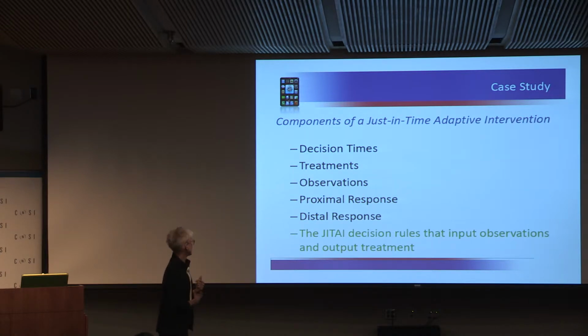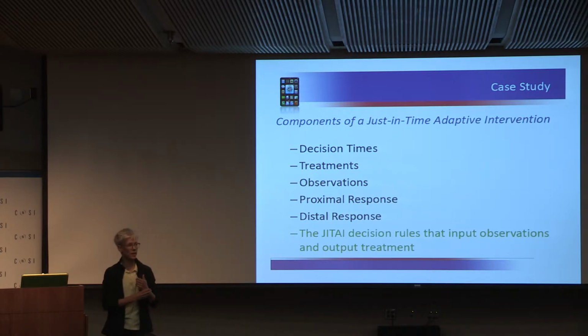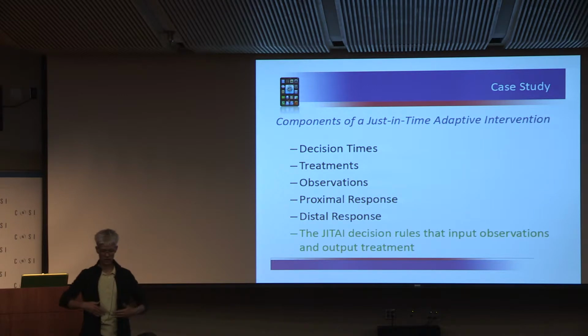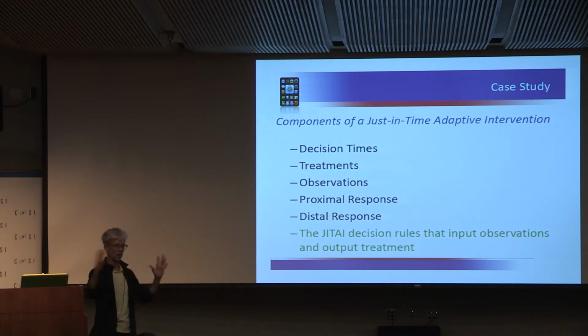Observations, we've discussed that a good bit. Proximal response in the case of HeartSteps was the step count over a near time window, and the distal response was the step count over the entire study. But in many settings, they're not the same. They're not so connected. So for example, in the smoking cessation study, the MD2K study, proximal response is stress, and the distal response, which of course is of interest clinically, is time till relapse. We want to delay time to relapse.